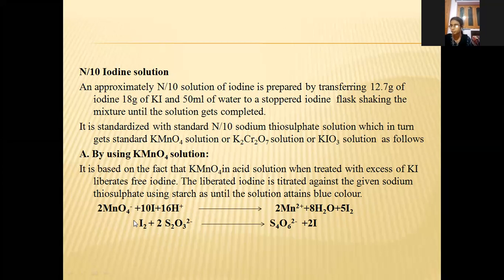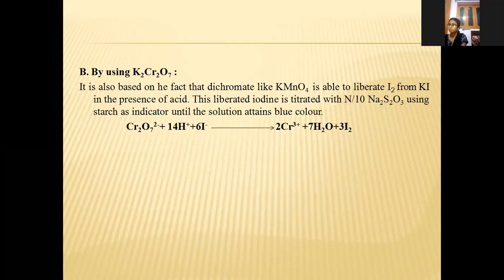The free iodine, when it reacts with thiosulfate, S2O3, 2 molecules of thiosulfate, we will get tetrathionate and iodide. So this is the procedure by using the potassium permanganate solution. Next, by using the potassium dichromate, K2Cr2O7 is the potassium dichromate.